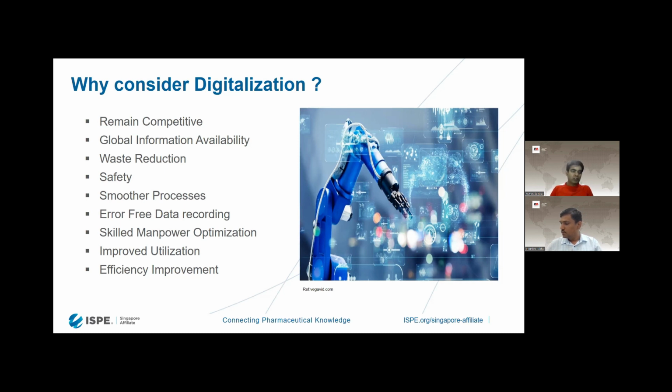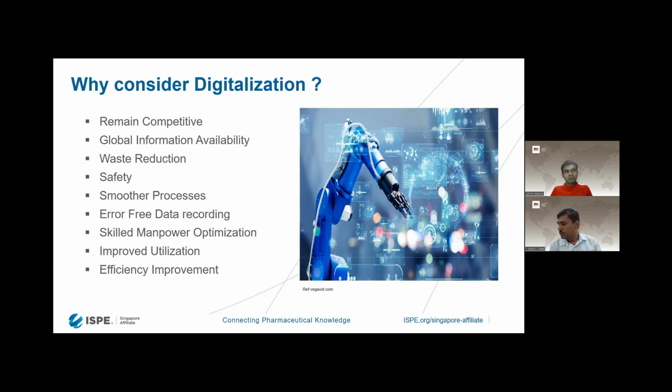And we can also have waste reduction. Waste reduction means that if a lot of paper is generated as waste, that can be reduced completely by using digitalization. If a lot of manpower is involved to gather and collect the information, those things can be optimized using digitalization.